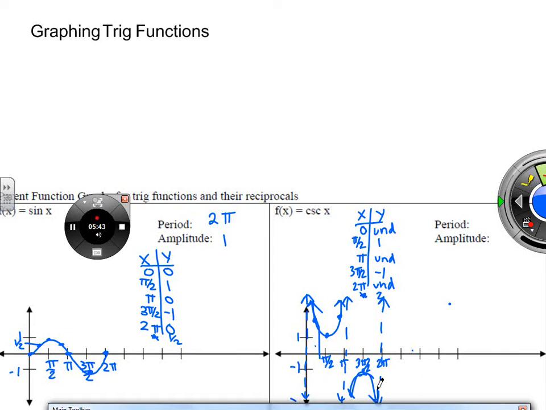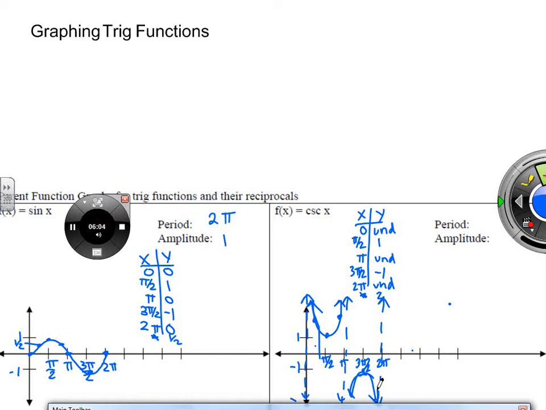I just noticed that at a certain place between 0 and pi over 2, the sine was 1/2, which means at that same place between 0 and pi over 2, the cosecant would be the reciprocal of 1/2, which would make it 2, because the reciprocal of 1/2 would be 2 over 1. You don't have to know that, though, okay? What you have to know is the shape of the graph.